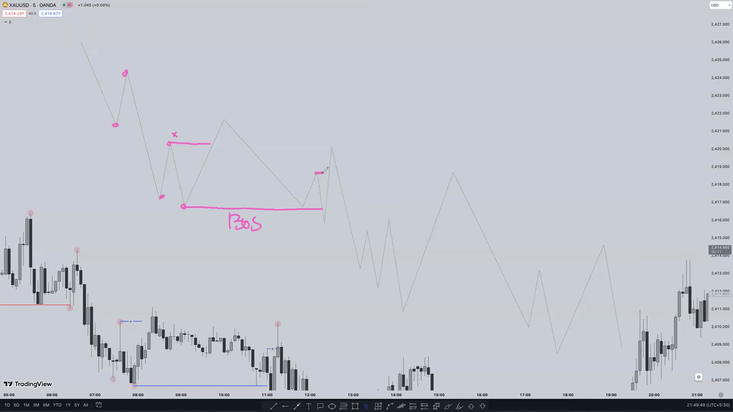First pullback is broken and acts like an inducement. So this is a lower low and lower high. Push downside, taken out the inducement. So this is our lower low. I'm sorry, this one and lower high. This is the inducement. Push downside.